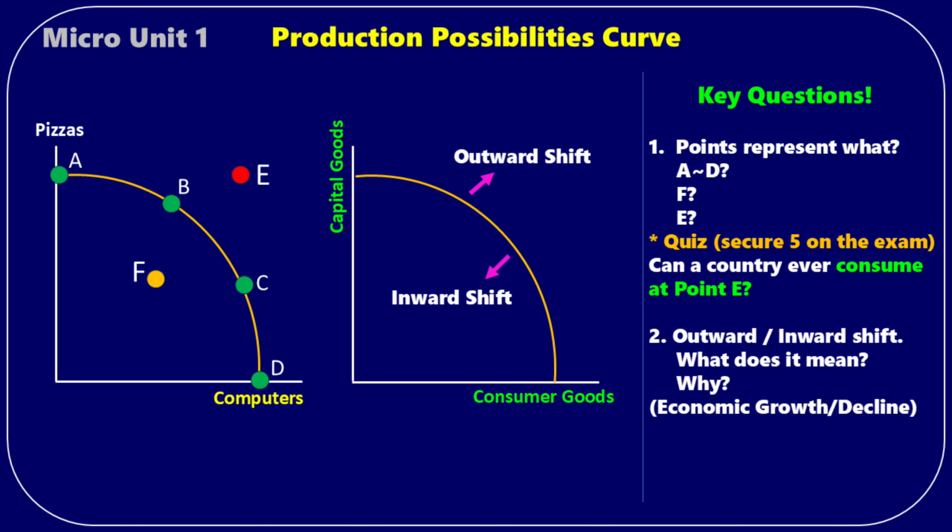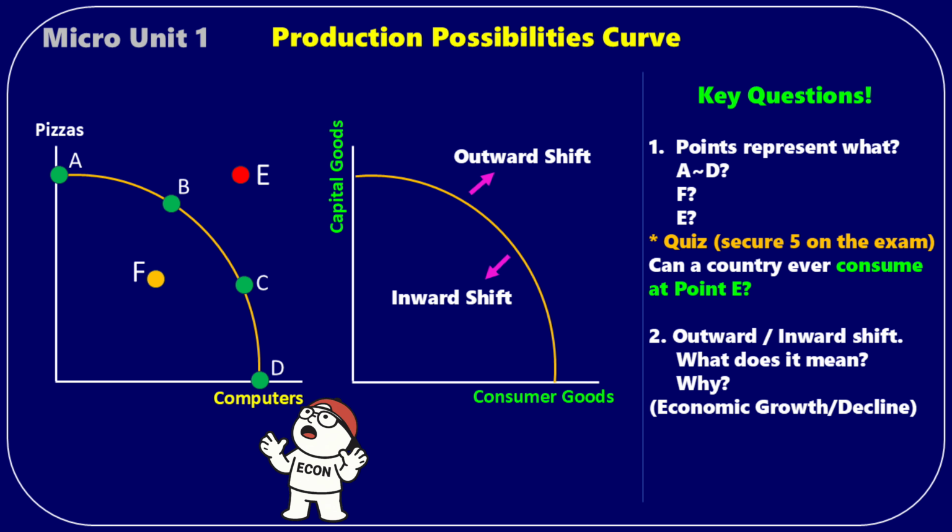Look at the first graph with points A through F. You'll notice that points A, B, C, and D are all sitting right on the curve. In economics, these points represent productive efficiency. This means the economy is using all its resources to their fullest potential. There is no waste, and everyone who wants a job has one.